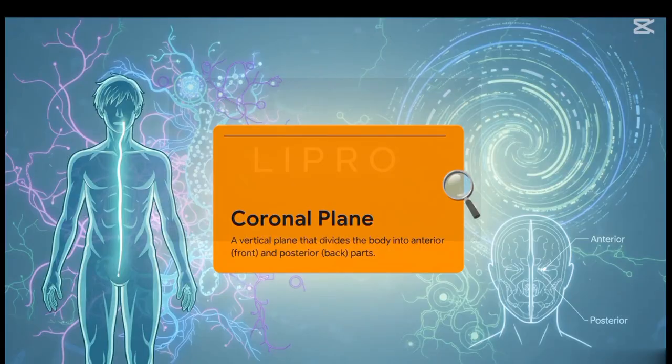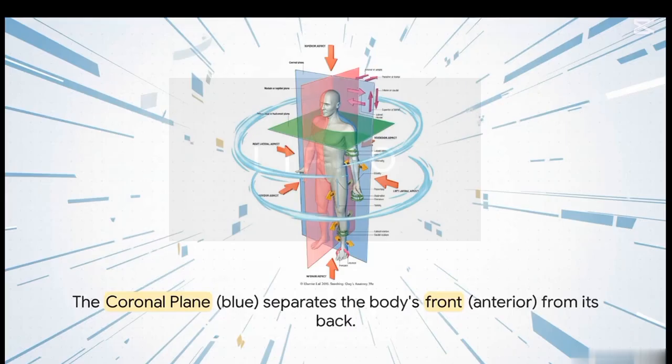First up is what we call the coronal plane, sometimes called the frontal plane. This is a vertical slice that runs from side to side, basically dividing the body into a front half and a back half. Imagine it's what separates your nose and your chest from your shoulder blades and the back of your head. And you can see it perfectly right here. See that blue plane? Everything in front of that blue slice is what we call anterior, and everything behind it is posterior. And just like that, we've made our first official cut.